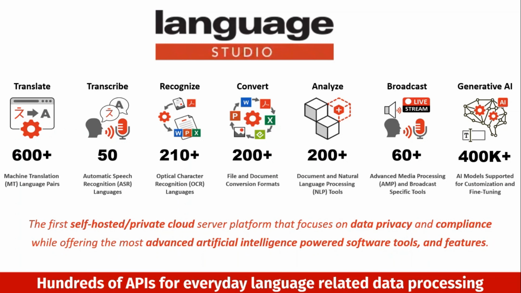First of all, I just want to very briefly introduce Language Studio, and I'll be presenting some of these features today. So Language Studio has machine translation in more than 600 language pairs, voice recognition in 50 languages, OCR in 210 languages. We do file conversions in more than 200 formats. We have more than 200 natural language processing tools. We have about 60 advanced media processing tools. And today we're announcing the upcoming release of our generative AI tools, which has support for over 400,000 models. And you can also fine tune and customize those models.